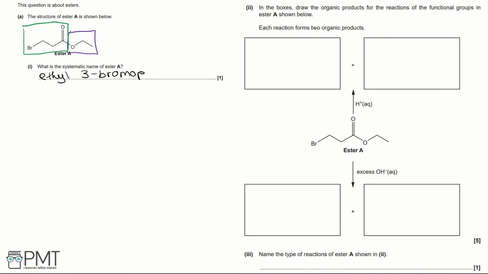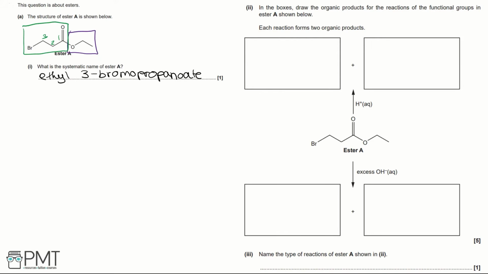3-bromopropanoate. This is because we would classify the carboxylic acid group as the highest priority group, meaning that the bromine is on carbon number 3. So we would have carbon number 1, 2, and 3. To get the mark for part 1, you must have the full correct systematic name for ester A.